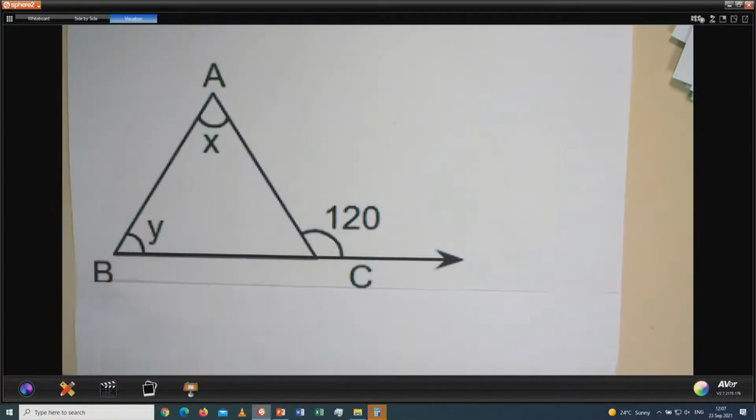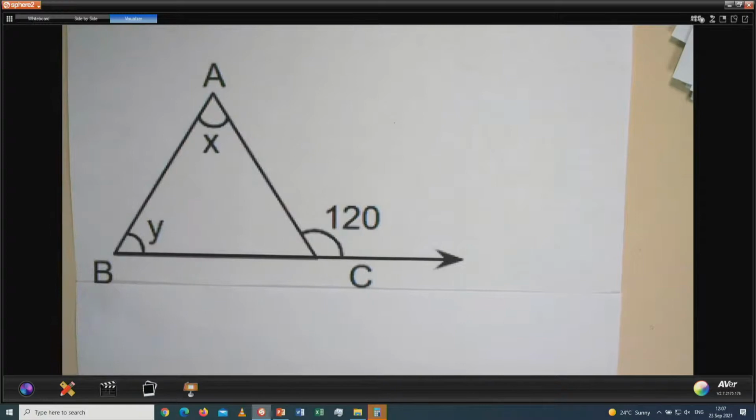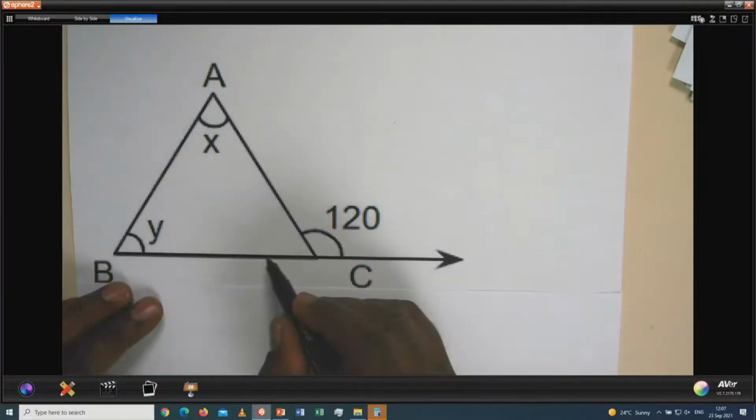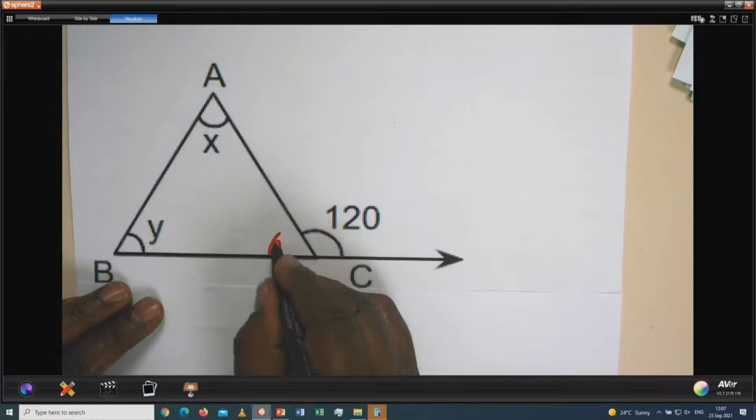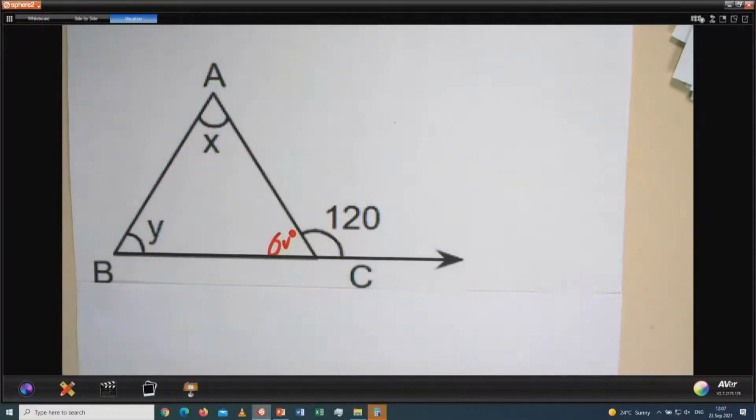Again here, what do you have? A triangle. And what else can you know? You would know in a straight line, if this is 120, this will be your 60 degrees. Right. Therefore, what can you say?